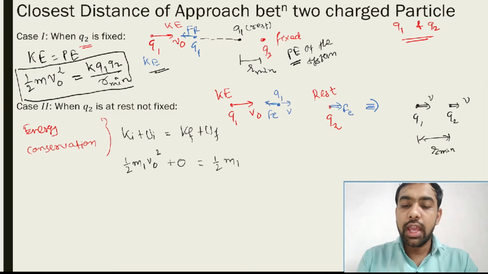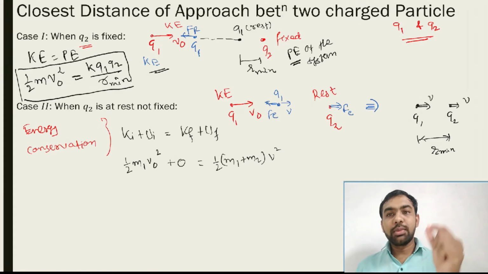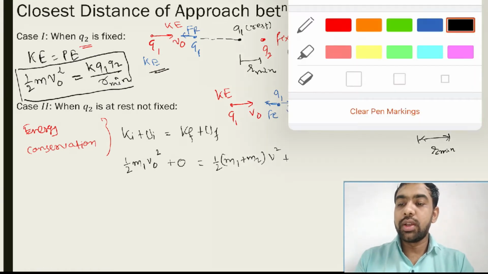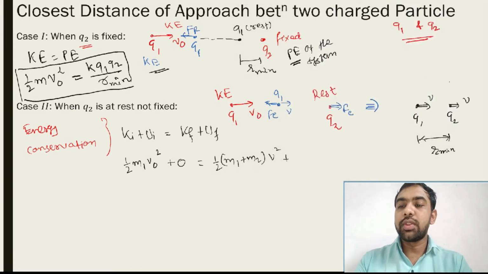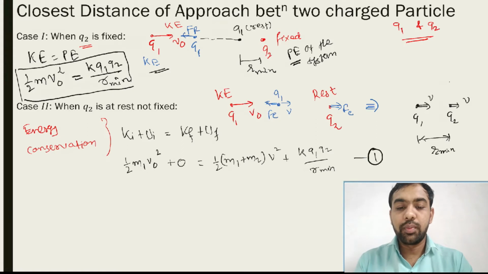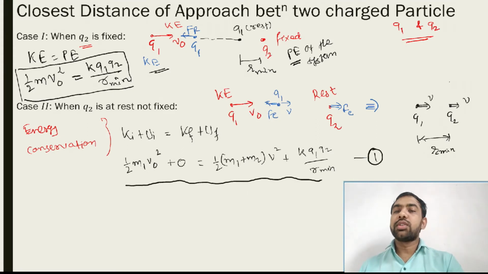What is K final? K final, both are moving together, so 1/2 (m1 plus m2) v square, both are going together, so v square, plus U final. So in the final state, what is the distance between the two? r minimum. Okay, it is written here. So what is U final? So k q1 q2 upon r minimum. But here two quantities are unknown. What? First one is v and second one is r minimum. So let's consider that equation number 1.